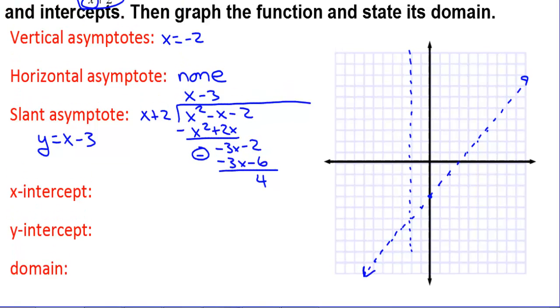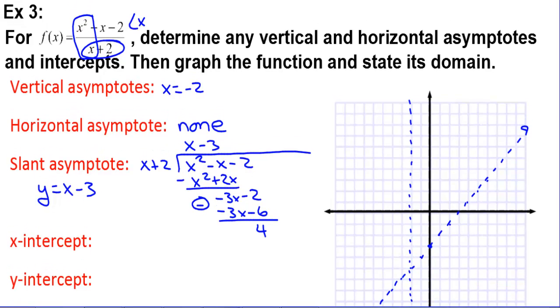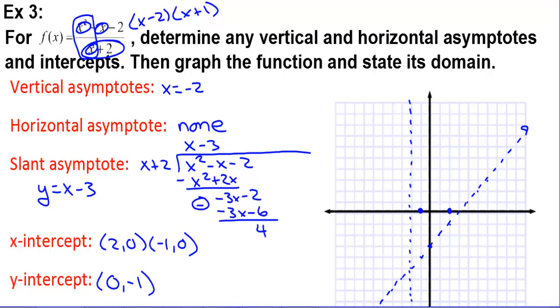The x-intercepts, that's what makes y equal to 0. We can factor this top into x minus 2 and x plus 1. So our x-intercepts are 2, 0, and negative 1, 0. So 2, 0, negative 1, 0, right there. Our y-intercept, we plug 0 in for all of the x's. So we get 0, negative 1 for a y-intercept. Now we have a pretty good idea of what this graph does over here. We're going to hug those asymptotes.